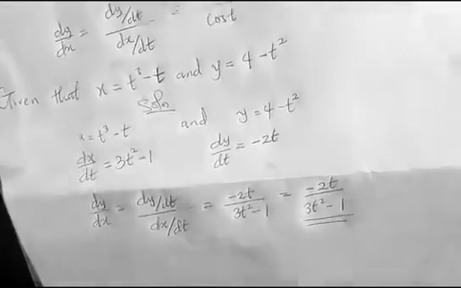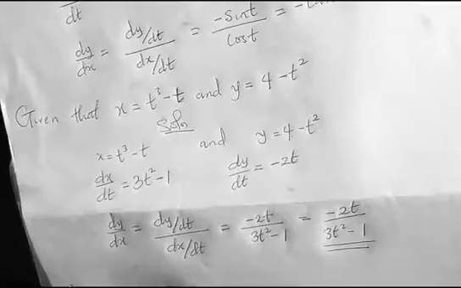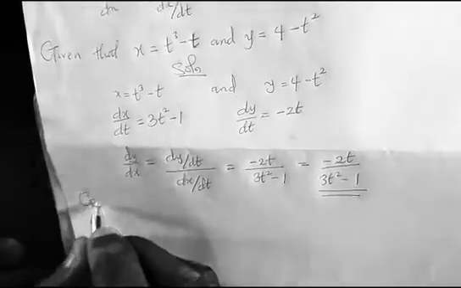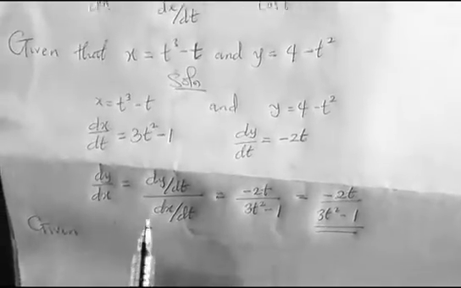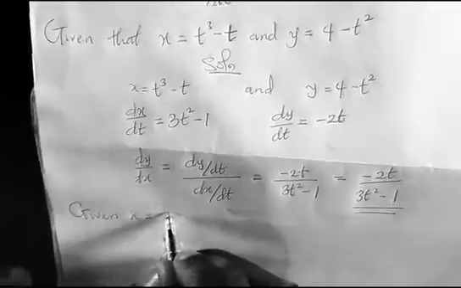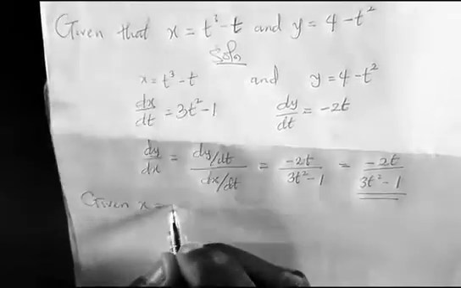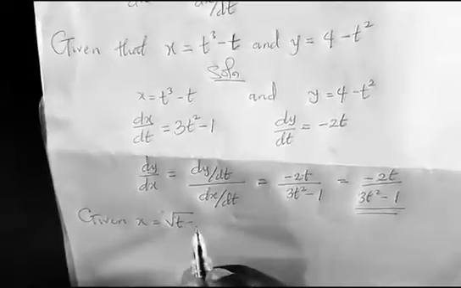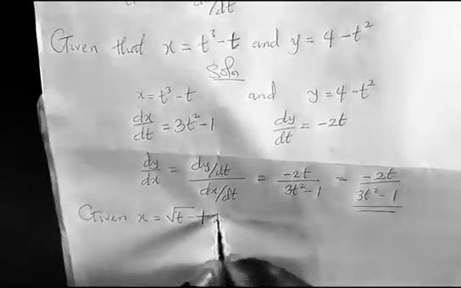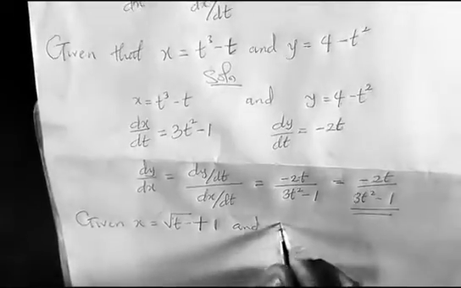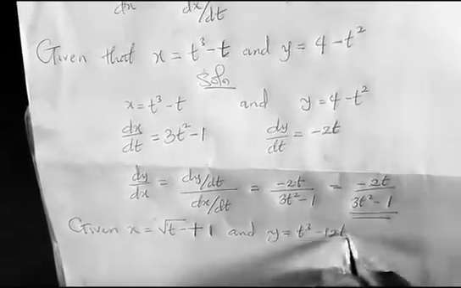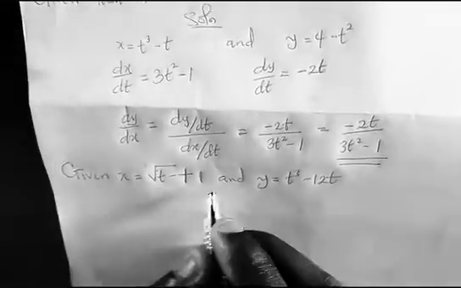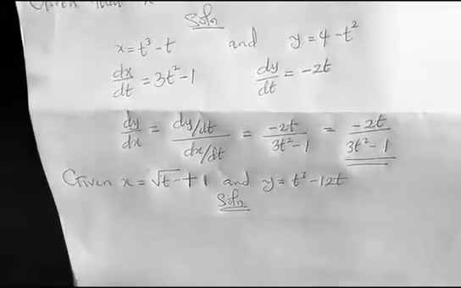So we'll do the last example for today before we call it a day. So let's say I have an example given that x equals, let's say we have a question like I want square root of t plus 1, and my y equals t cubed minus 12t. Now, see, this kind of question is very simple. I'm sure we all understand the concept now. So you can go ahead and pause the video and try to solve it by yourself.